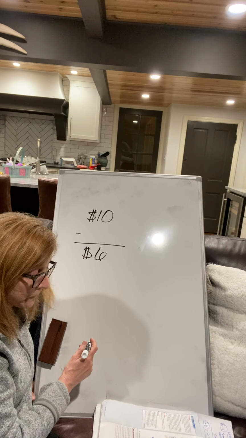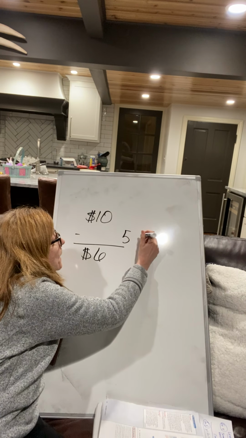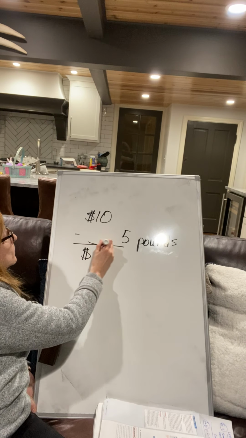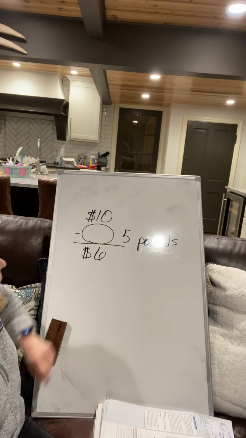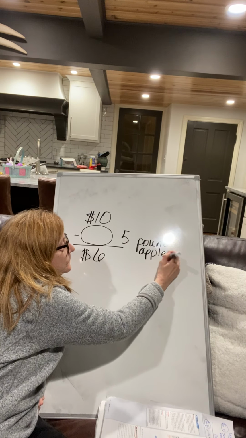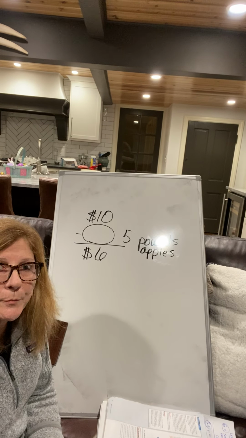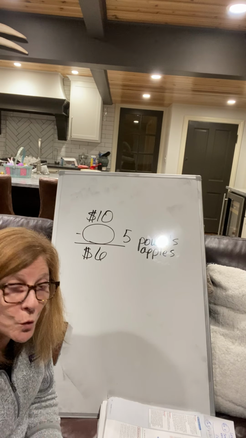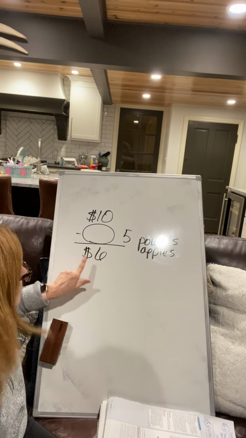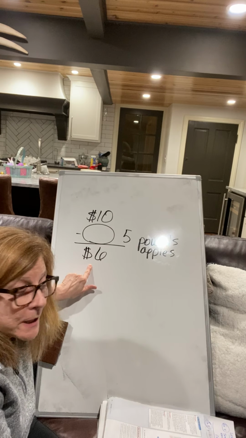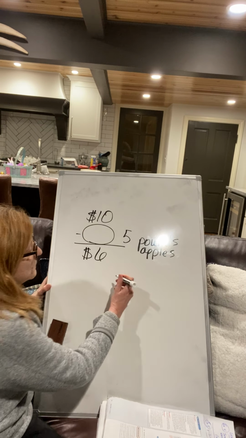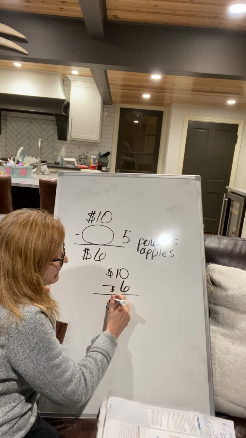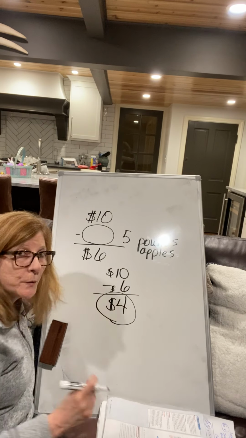Okay, well, he paid for 5 pounds. So this amount is 5 pounds of apples. That's a pretty easy problem to find out how much he paid at the store, right? He went to the store, he had $10, he got $6 back. So how much did he spend? 10 minus 6 is, he spent $4. That's what he spent at the store.